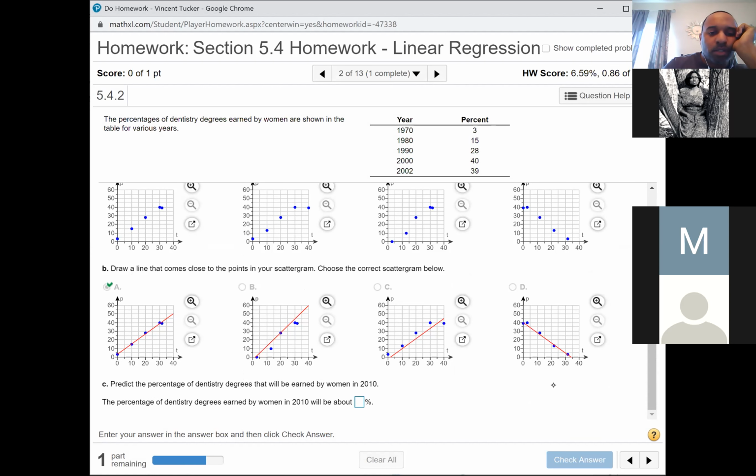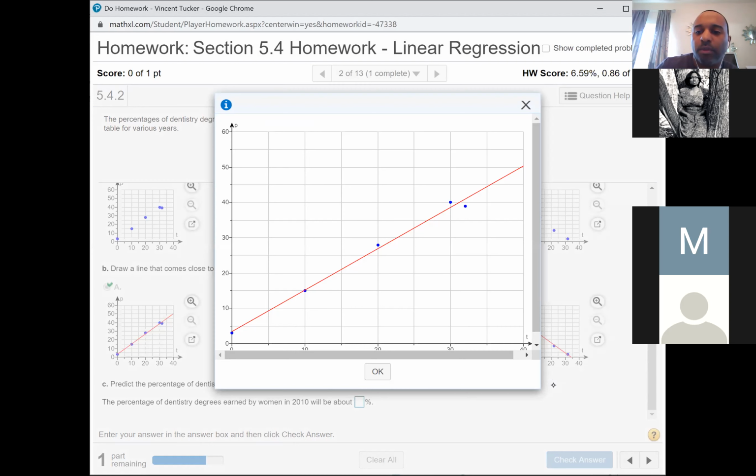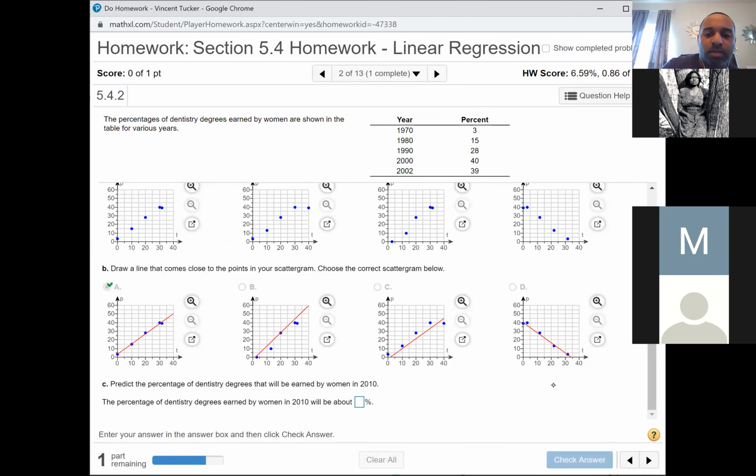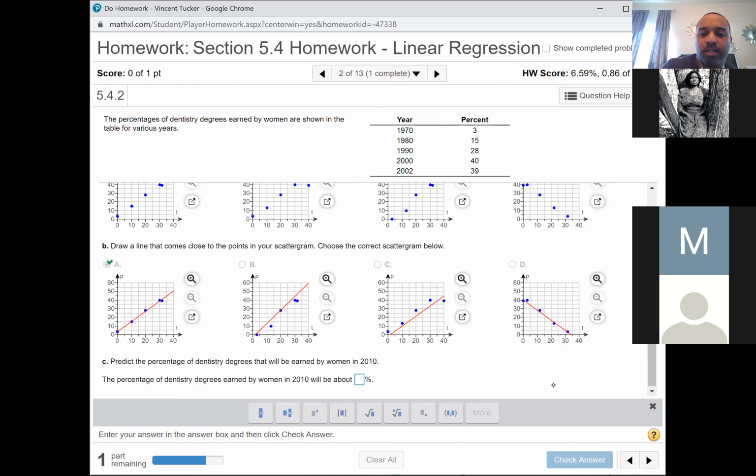All right. So predict the percentage of degrees that will be earned by women in 2010. So 2010 would be how many years from 1970? That would be 40 years from 1970. So we go to this right here, and we know 40 is over here at the end, and this is saying 50. I don't know if y'all can see that dot that I'm trying to put up here, but 40 is all the way to the far right, and if you go up to where it meets your graph, it is at 50. So it should be 50 down here. Yep.